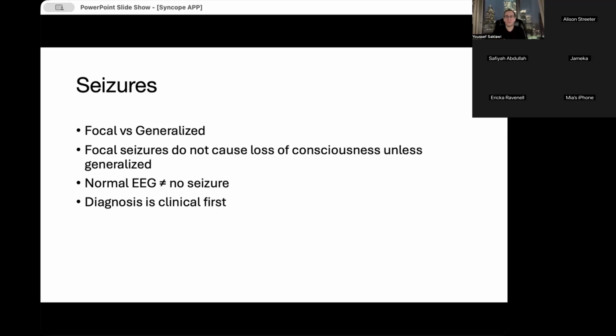Now, a lot of times we get EEGs and the EEG does not show any seizure activity. Does that mean that the patient did not have a seizure? An EEG is only one moment in time.